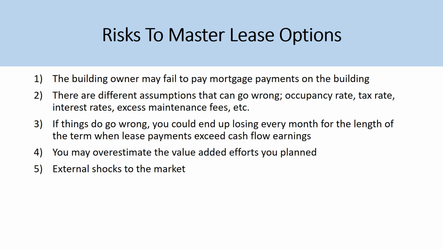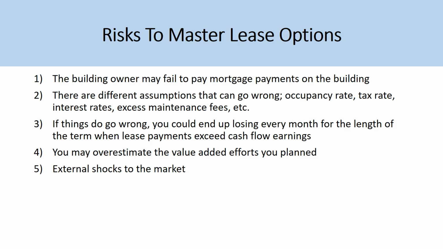Okay, there are different assumptions that can go wrong as well. The occupancy rate can be lower, the tax rates can change, interest rates and the cost of debt can change. There can be excess maintenance fees. There can be a horrible flood in the basement, and that will cost $20,000, and that will completely ruin your cash flow. Now, if things do go wrong, you could end up losing every month for the length of the term when lease payments exceed cash flow earnings.